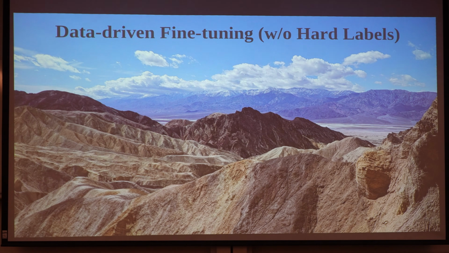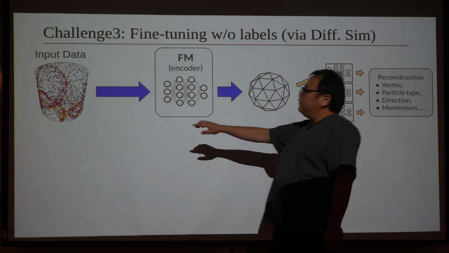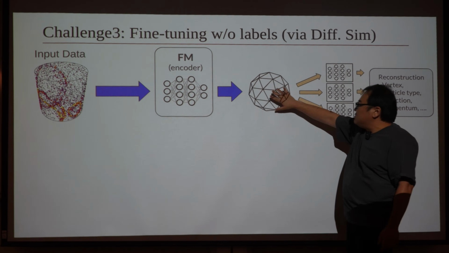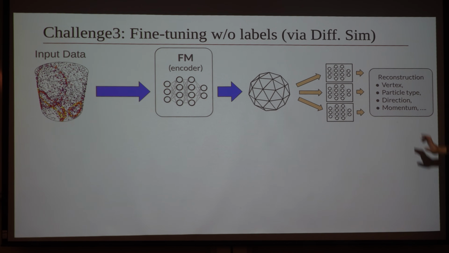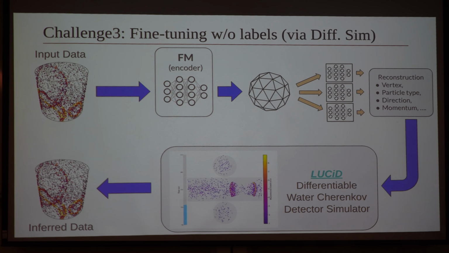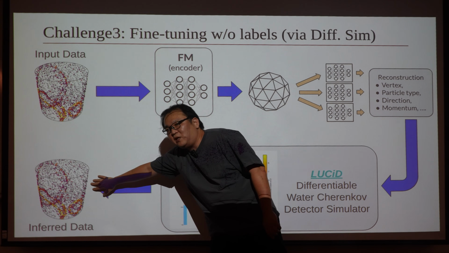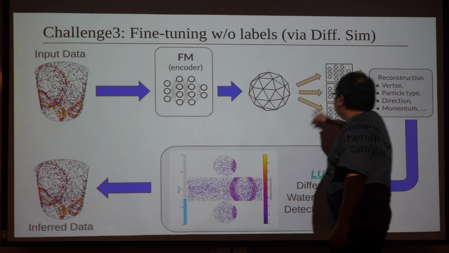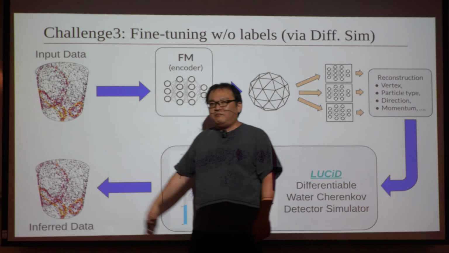But okay, let's move on to the third one, data-driven fine-tuning. So we have this scheme: input data, use the foundation model to transform into representation space, and you have multiple small neural networks to do physics inference. This is the inferred physics information. So we can run forward simulation to make inferred or simulated data sets. Given this physics, if this is accurate, and if our physics modeling here is also accurate, then these two images should match.